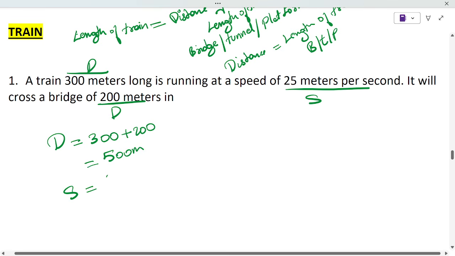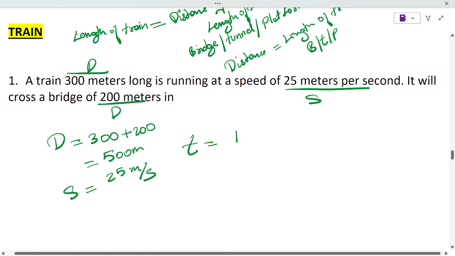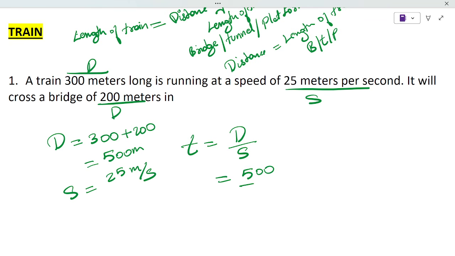Speed is given as 25 meter per second. So it will cross the bridge in what time? They are asking us to find time. Time is distance by speed. Distance is 500, speed is 25 meter per second. So 25 goes into 500, 20 times. Since we are in terms of meter per second, we get the answer in seconds: 20 seconds.